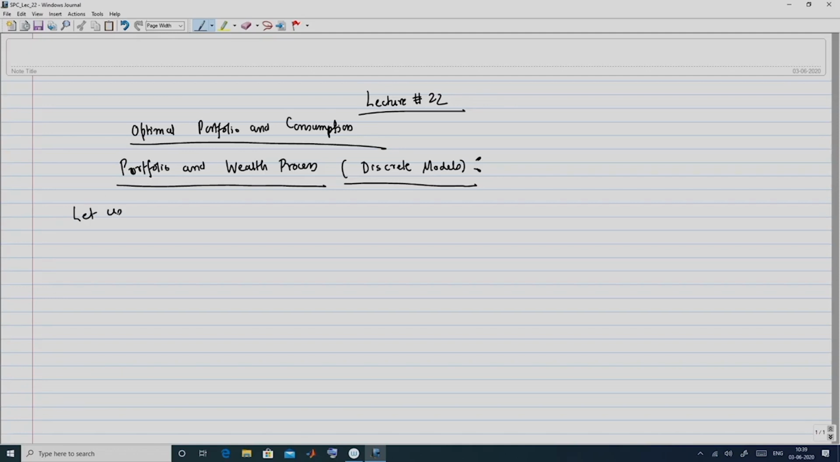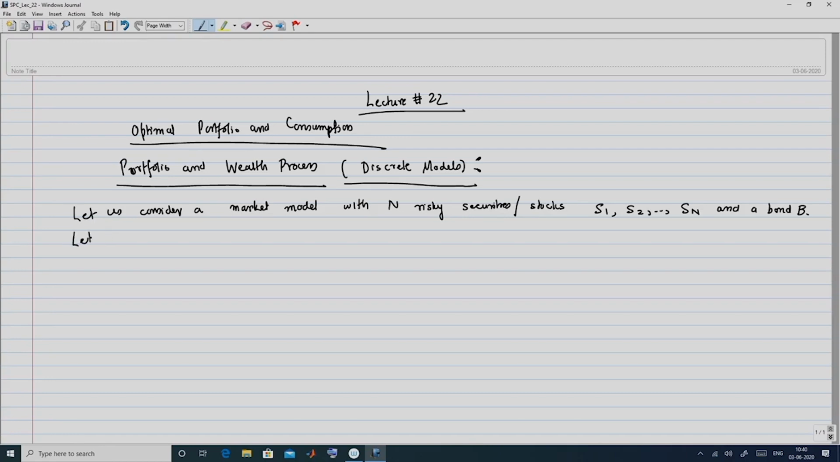So, let us consider a market model with n risky securities or stocks, which are designated by capital S1, capital S2, all the way to capital Sn, and the market has a bond B.